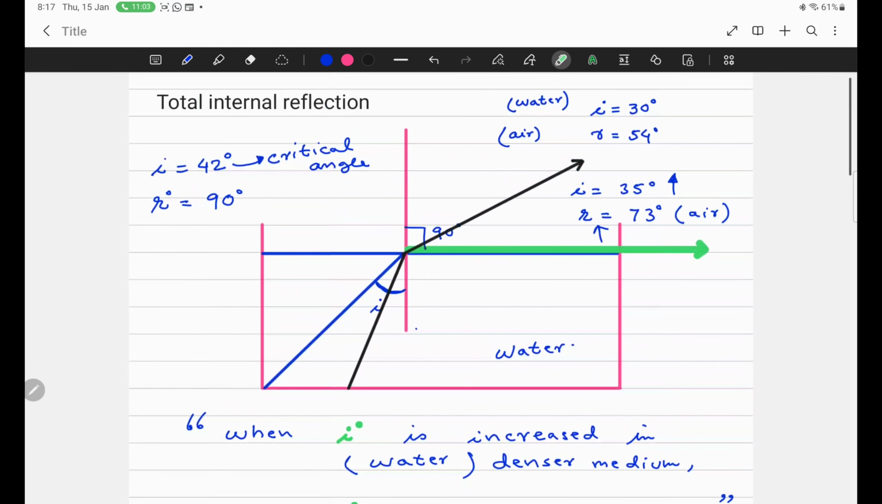Navia Beta, can you explain what is critical angle?